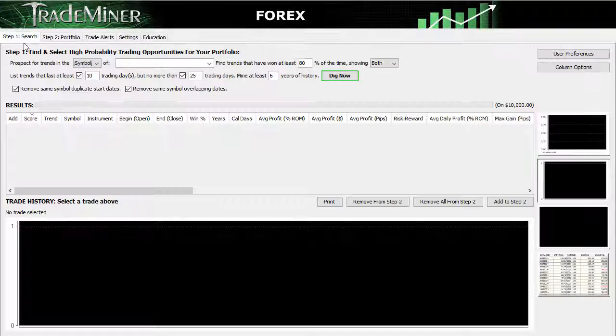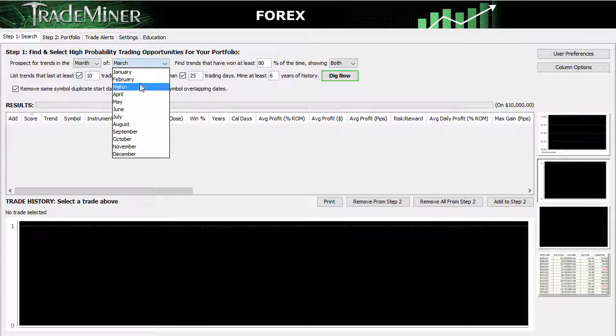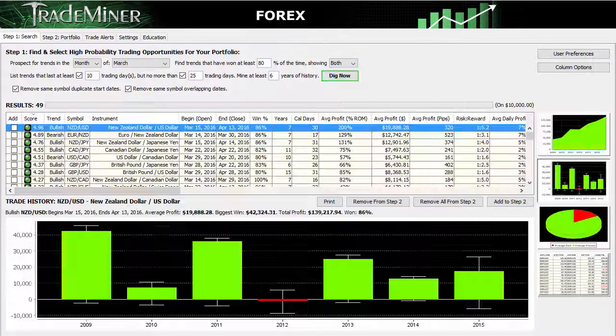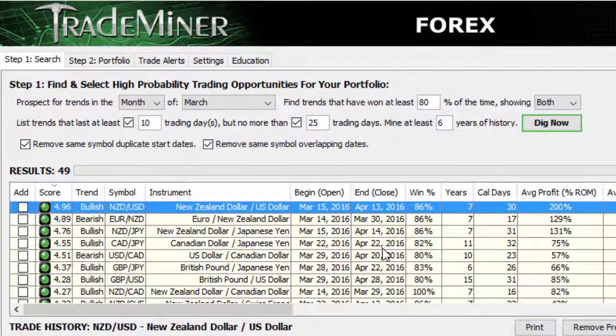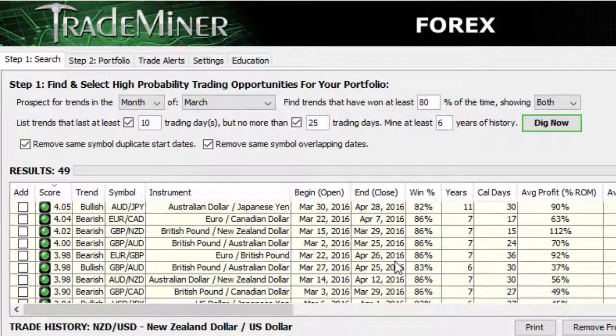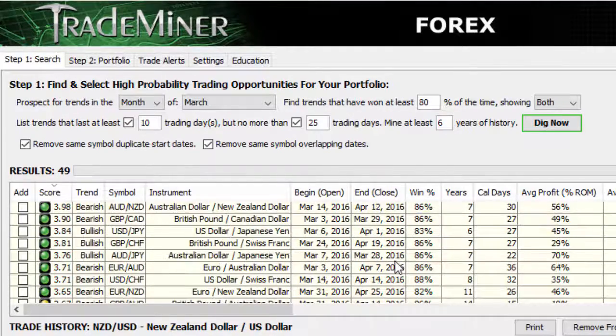Now let's go see what happens when we do a search by month. Let's do it in the month of March. We don't have any days left in the month of March, but let's go ahead and dig. And here's our results. Look, March 15th through April 30. Look at all this stuff going into the end of April. That's what I'm seeing. Some stopping in March.